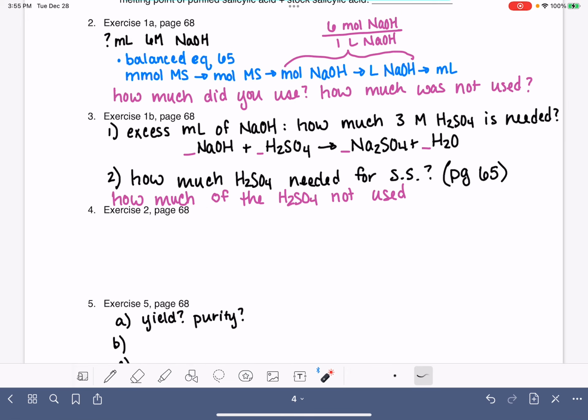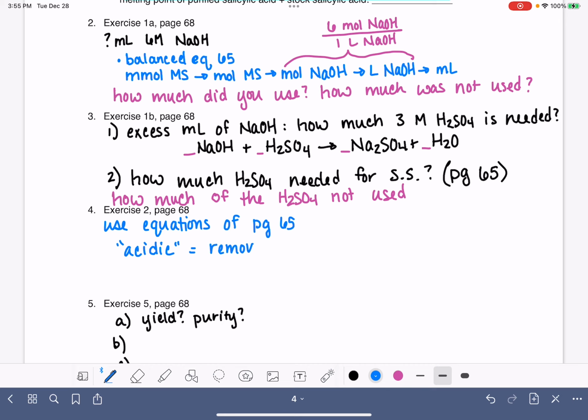Now, question number 2, go back to that one, exercise number 2. It's asking you to refer to the equation. So we're going to use the equations on page 65 just to get the structures. It's asking you to identify in salicylic acid which hydrogen atoms are most likely to be acidic. Acidic, the way that we're using it in this context, would mean that those are the ones that are going to be removed during the chemical reaction, or the easiest to remove during the chemical reaction.